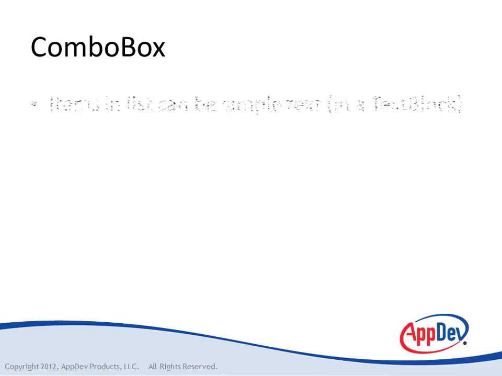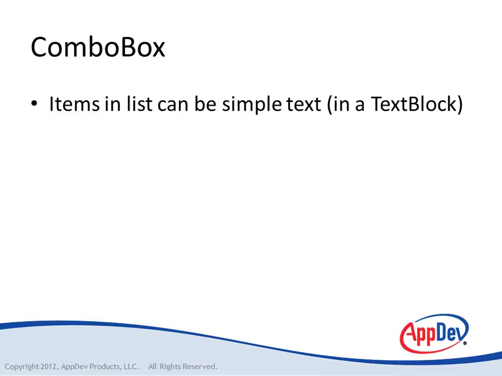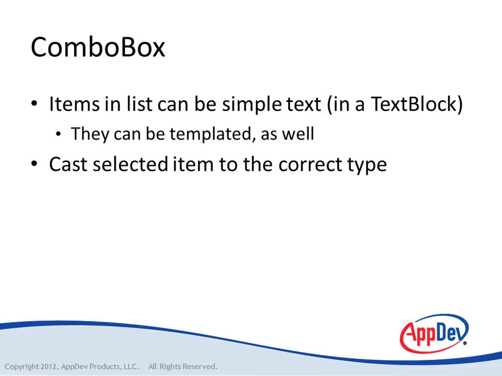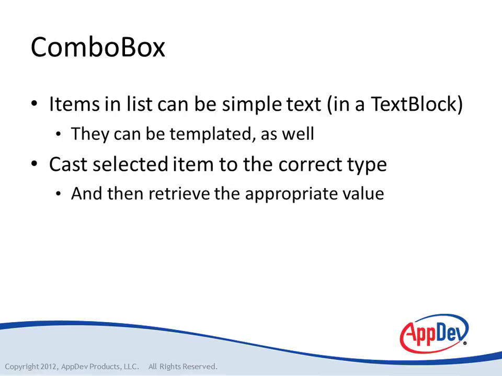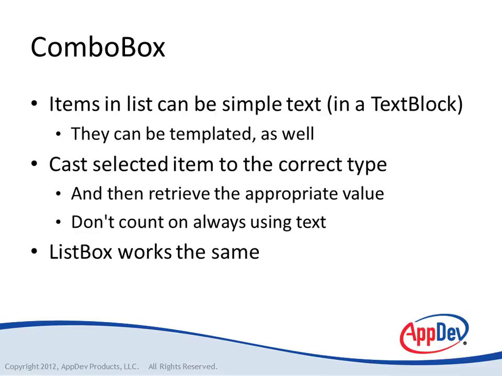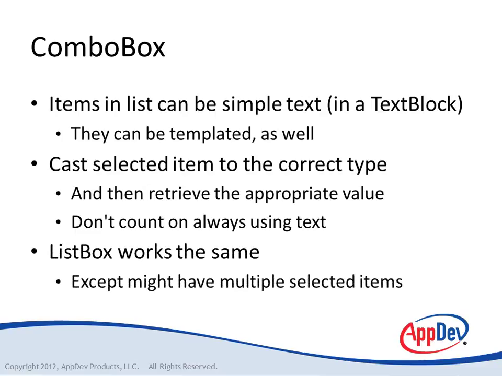But since all of this applies to a list box as well, the same mechanism can be used with a list box. The items in the list can be simple text in a text block, or they can be templated as well and can be anything you really want. You must cast the selected item to the correct type and then retrieve the appropriate value property of that type. You shouldn't count on always having text in a combo box or a list box. It may be that what you'll retrieve is a template which has a property for the thing you're trying to retrieve. And a list box works the same, except it might have multiple selected items.